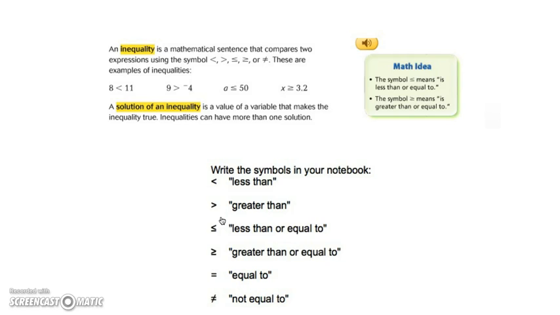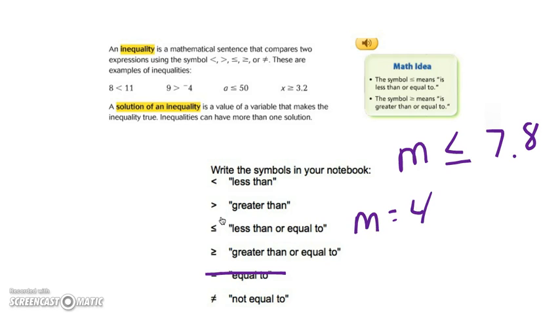An inequality is a mathematical sentence that compares two expressions. Let's look at one that is a solution. Let's say you had m is less than or equal to 7.8 and m is equal to 4. We can substitute that in for m: 4 is less than or equal to 7.8. That is a true statement. So for this inequality, 4 is a solution.